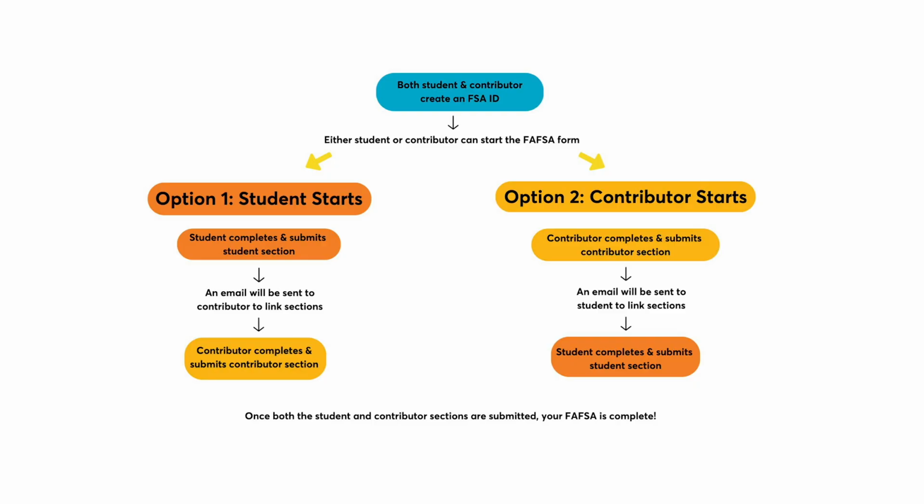If you're a dependent student, there will be both a student section and a parent section. You can only fill out the student section when logging in with the student's FSA ID, and you can only fill out the parent section when logging in with the parent's FSA ID. It doesn't matter who completes their section first. Either way, they'll get linked to each other.